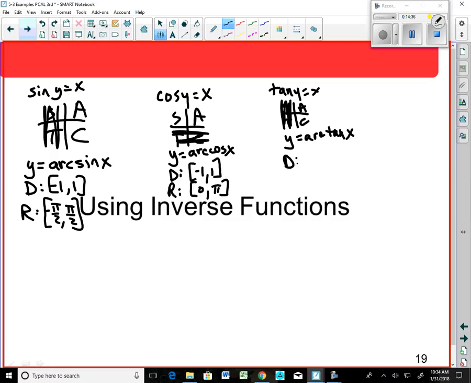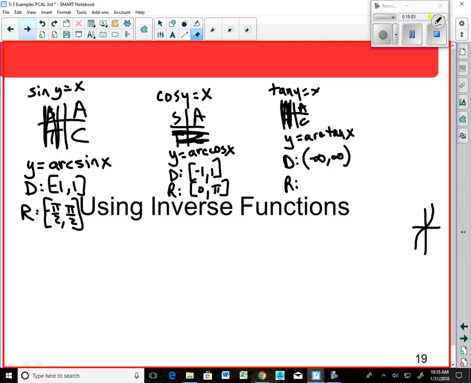The domain now, because these are the tangent functions, is from negative infinity to positive infinity. Remember, kind of the look of tangent is like that. So our range used to be negative infinity to positive infinity, but now that's our domain. And then our range for this one is from negative pi over 2 to pi over 2.